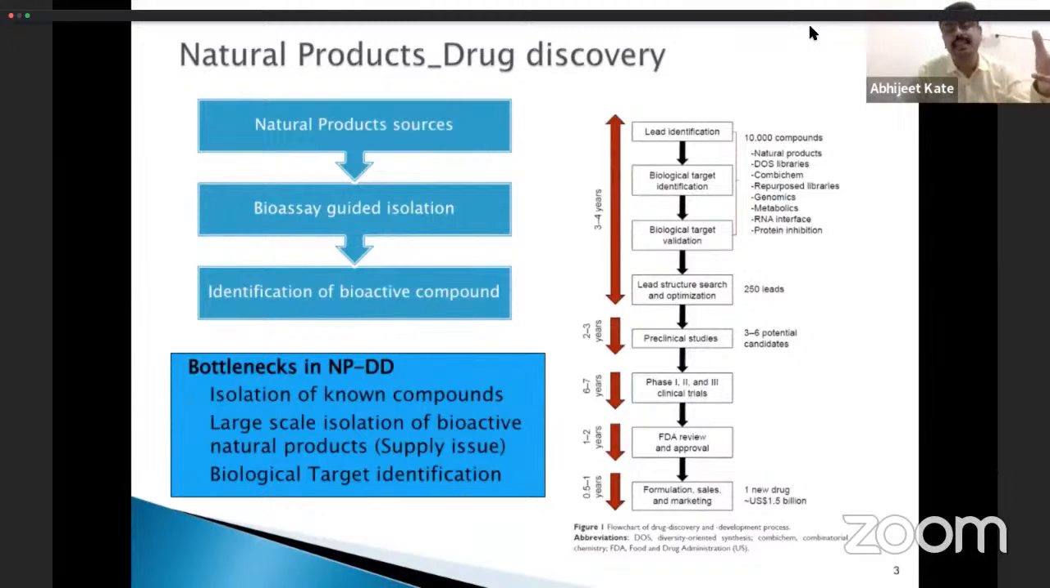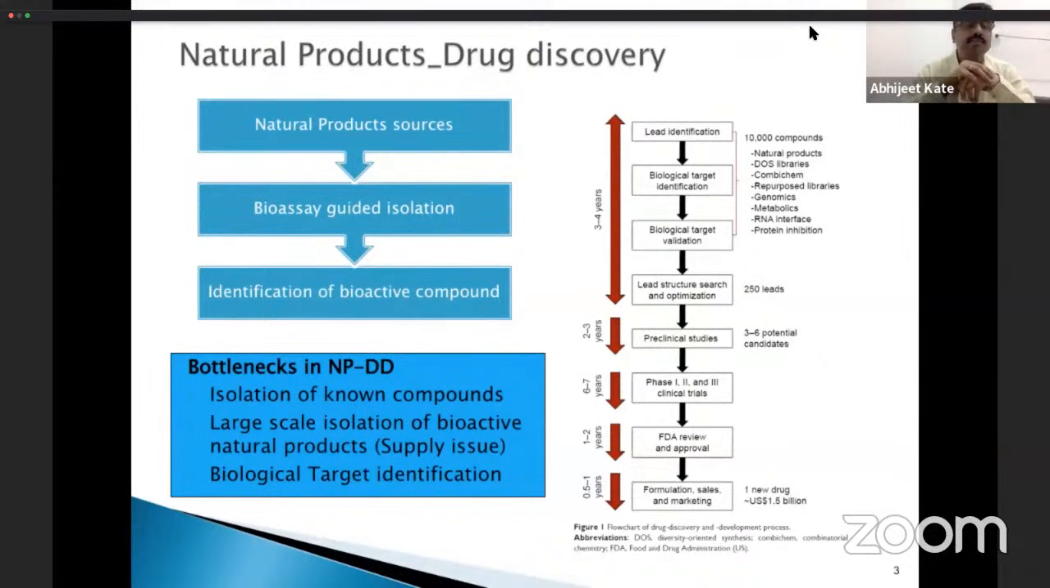Bioassay guided isolation strategy is, if we are looking for an anti-cancer molecule, we check at the extract level, in the fraction level itself, whether this extract or fraction has that particular activity or not. If it possesses that activity, we go further in terms of isolation or isolated identity. It is a lengthy process. It takes more than 6 months, 1 year to find a compound which possesses that particular activity. And therefore, there are several bottlenecks or challenges, I would say, for natural product-based drugs.